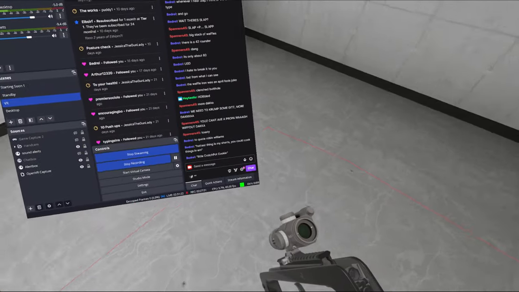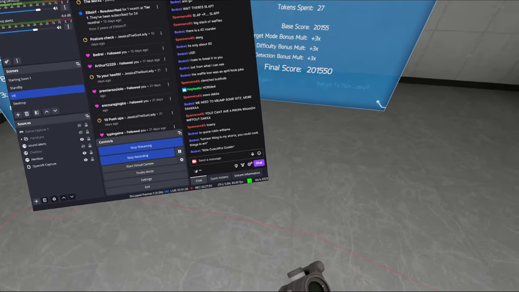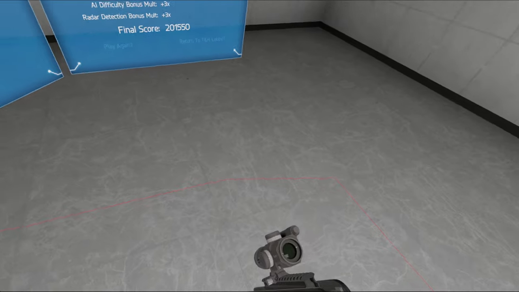That went on for so much longer than I anticipated. Thing is, my shorts, you could cook things in them. Little crotch rod cooking. Excellent.